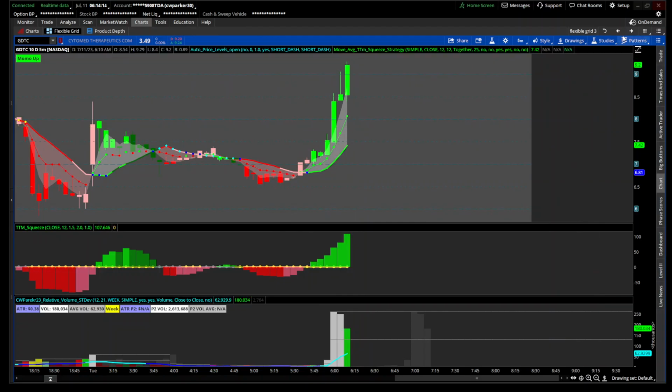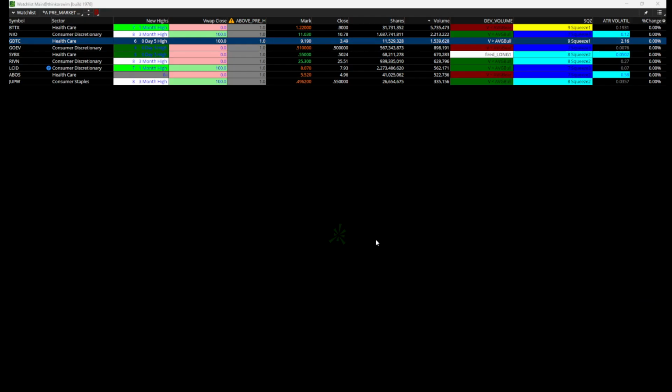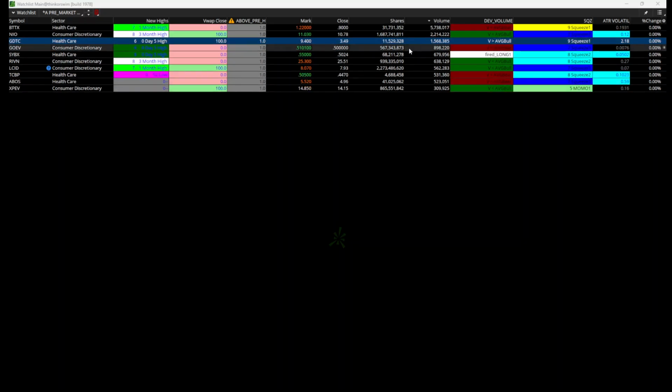Another strategy that I wanted to show you guys was my scanner. This is my pre-market scanner. The basic things you really want to look for with the pre-market are volume and shares, and you want to see a high turnover rate. So this stock that's shooting up right now is GDTC.